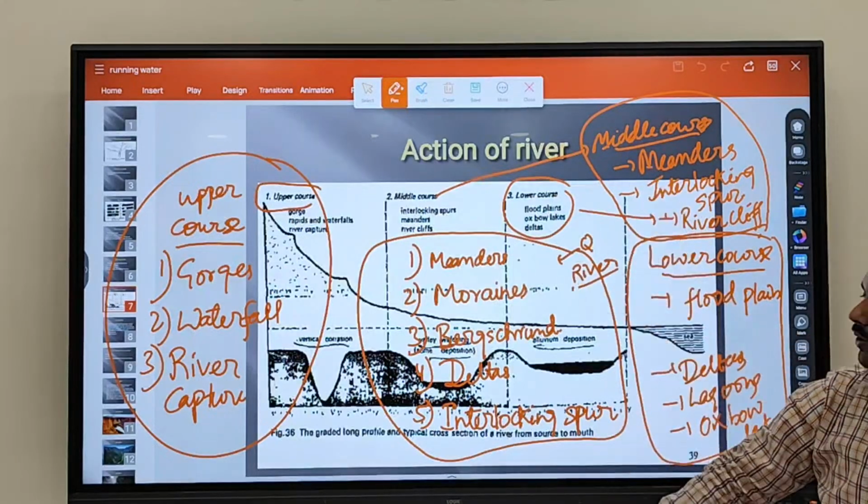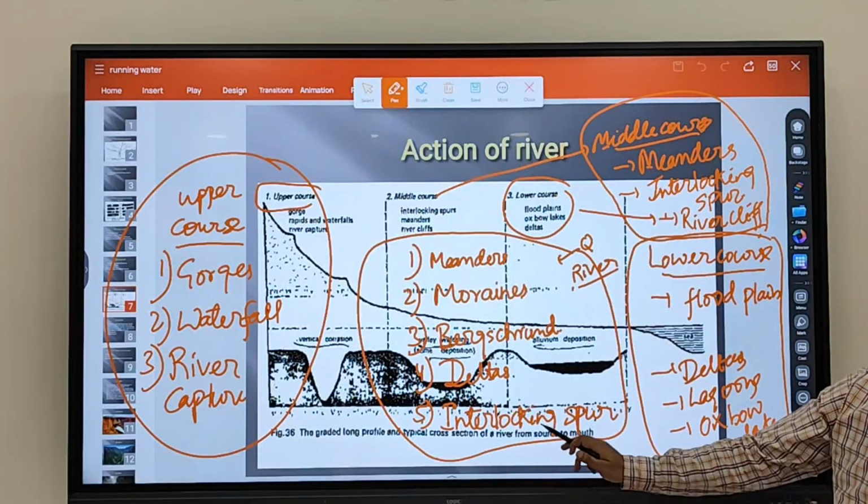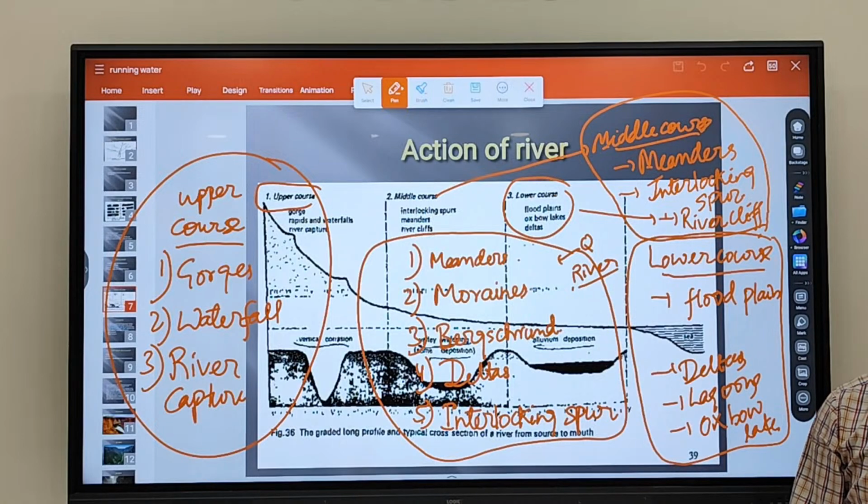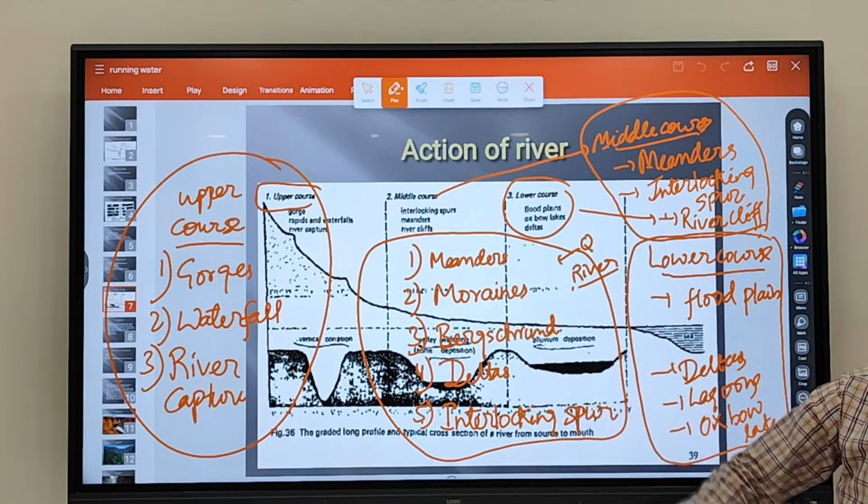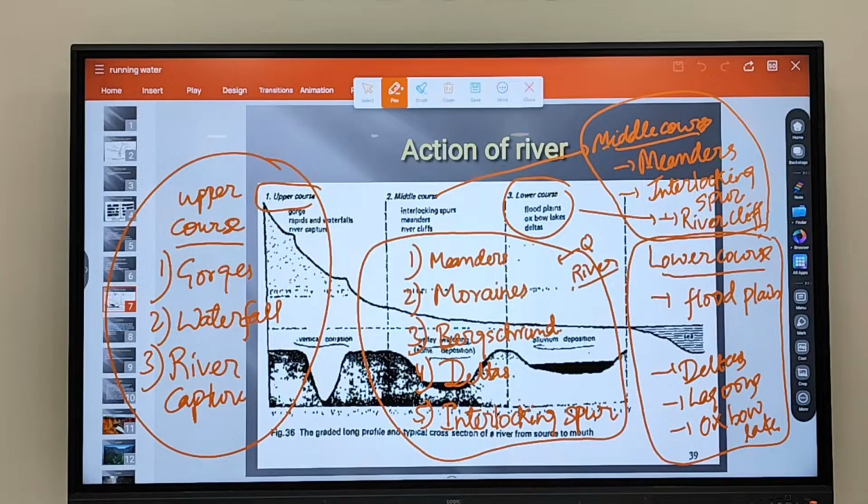Meanders are formed due to the action of rivers, deltas are formed due to the action of rivers, interlocking spurs are formed due to the action of rivers, whereas moraines and Bergschrund are formed due to the action of glaciers. After rivers we'll take up glaciers, so then you'll understand what moraines are and what a Bergschrund is. Clear? So this type of question can be asked.